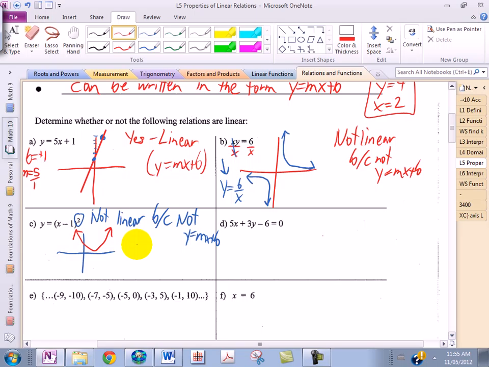Okay, but different equations can make different types of graphs. What about this one? Are there any squared signs? No. Would you ever be dividing by x? No, you probably wouldn't. So this one might be linear. Change it right now. Do the algebra. Change it into y equals mx plus b. And then I want you to quickly graph it.